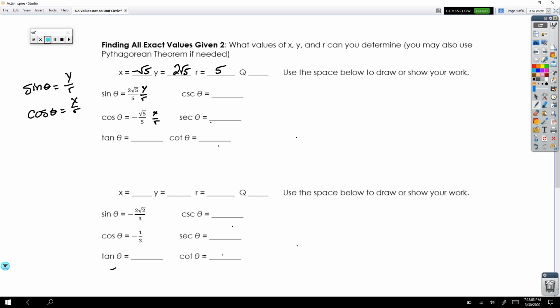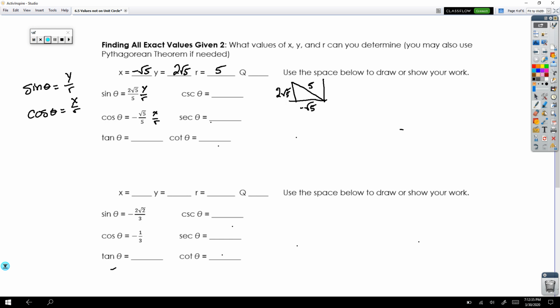So I have negative x and positive y. What quadrant is that going to put me in? That is going to put me in quadrant 2. So there's my triangle. R is 5. I have a y distance of 2 root 5 and an x distance of negative root 5. Now again, you don't have to draw a picture if you don't want to. I always like to draw my triangle though, just so I have everything kind of organized and there's a nice visual to go with it.